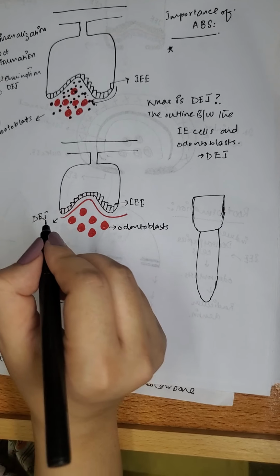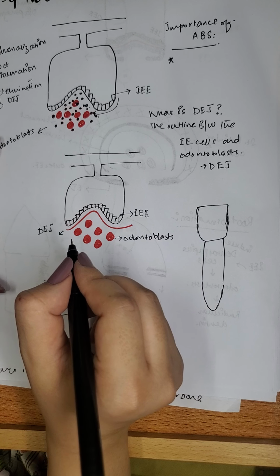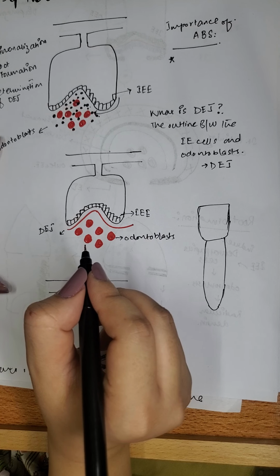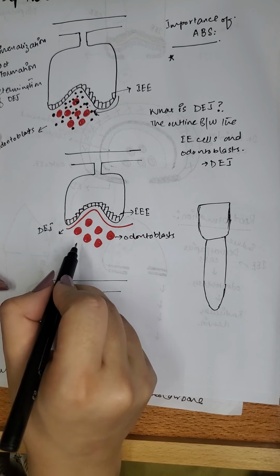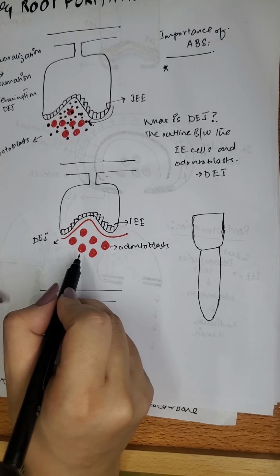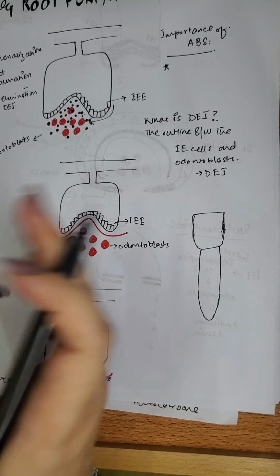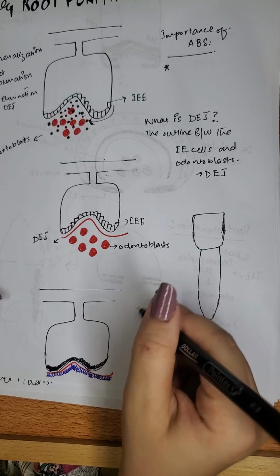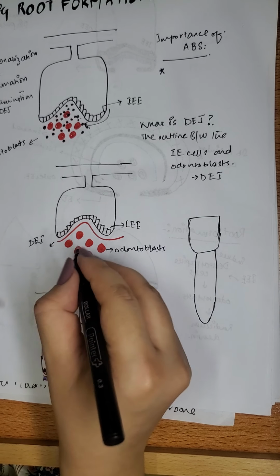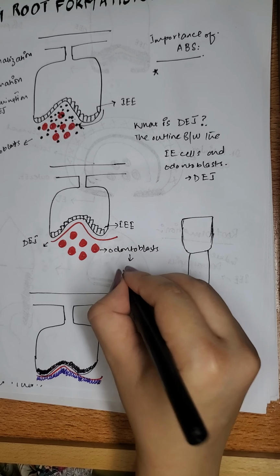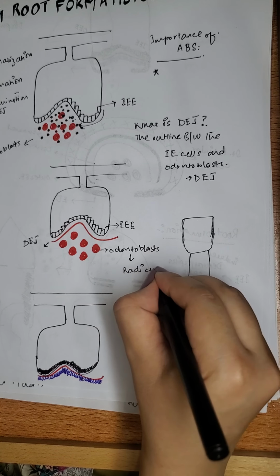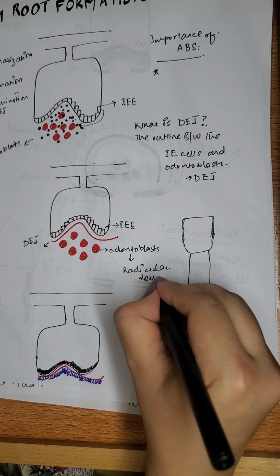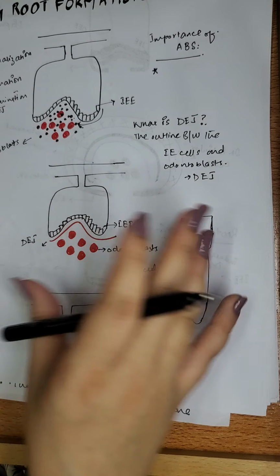Alright. After the formation of the dentino-enamel junction, the odontoblasts, these reddish cells, start forming the dentine. They are going to start the formation of dentine, and that dentine is known as radiculodentine. The dentine that is covering the root is the radiculodentine.